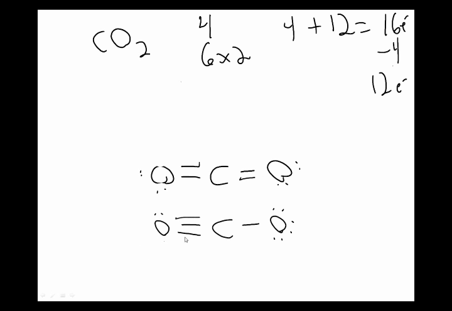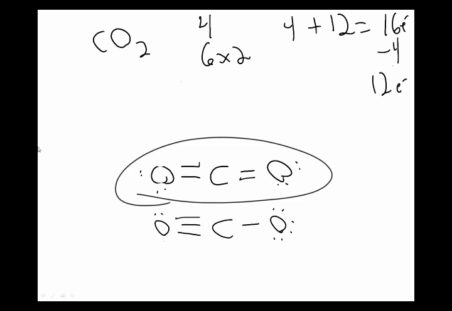Now, I want to say, both of these are perfectly acceptable Lewis structures. They are valid, legitimate Lewis structures. Neither one is incorrect. One of them is better than the other, and probably not for the reasons you think. This one up top is better. So this is a better Lewis structure, and not because of the symmetry.